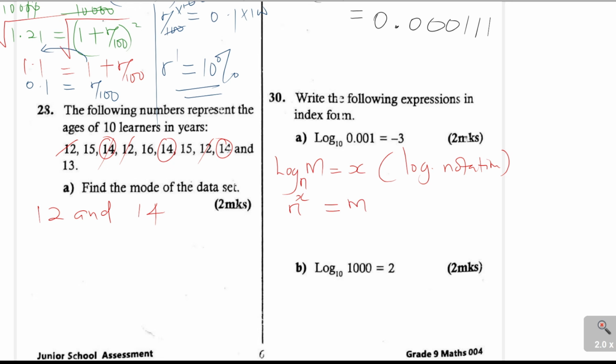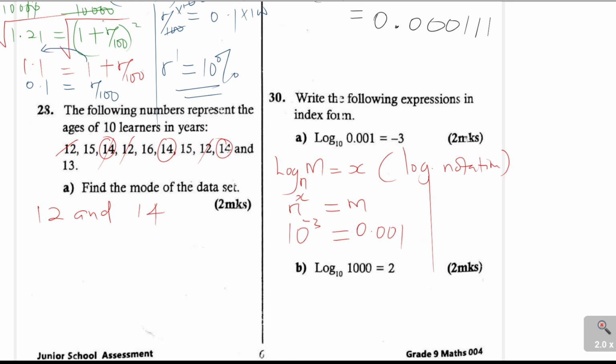So when you look at whatever we have there, now to write this one in index form and comparing with what we've done here, you take the base 10, then raise that to the power negative 3. And that should give you the solution, 0.001.